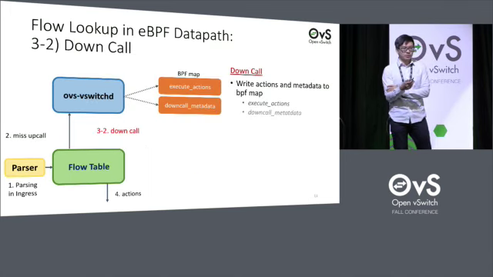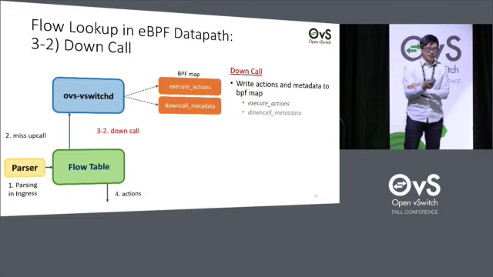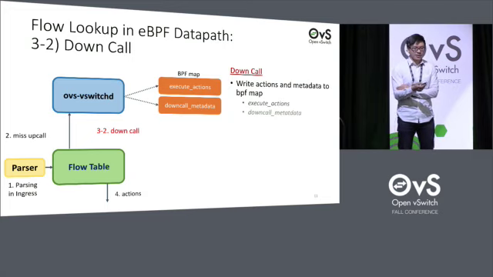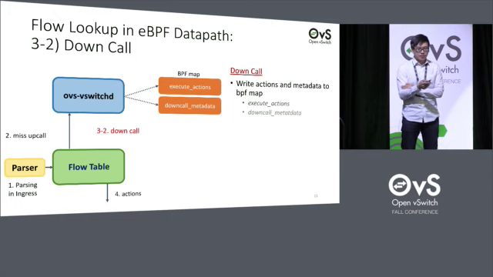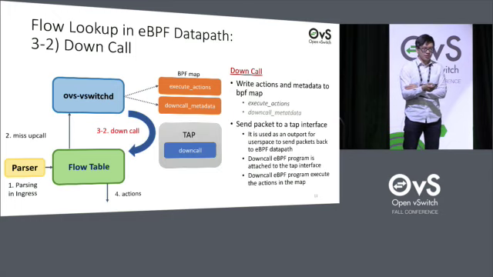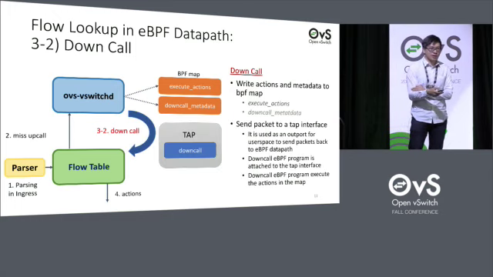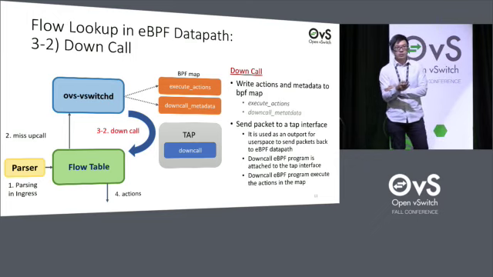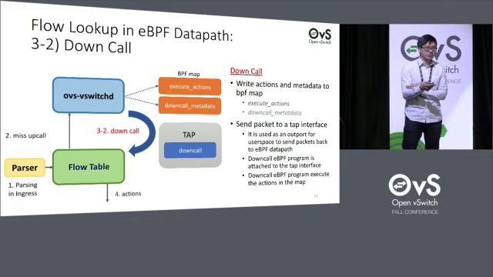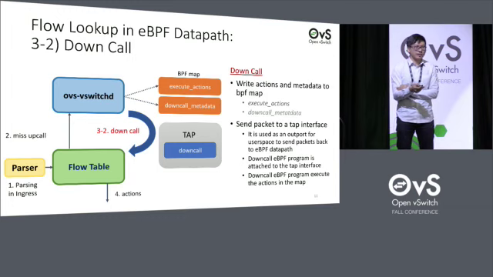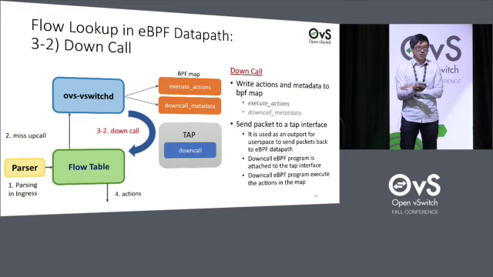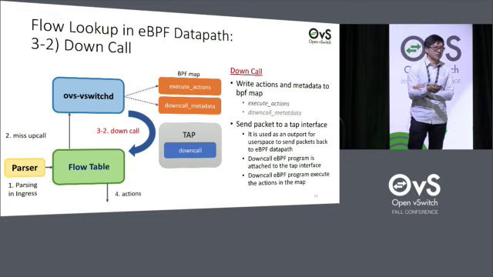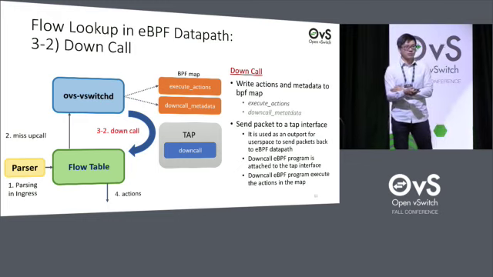Okay, then we will do a downcall. So basically, we'll write the action and also the metadata with this packet into an eBPF map, and we will insert this packet into the eBPF data path. The way we insert a packet into the eBPF data path is we create a tap device, and we attach an eBPF program to this tap device. Then we send this packet into this tap device so that the downcall eBPF program will be triggered. So that's how we put the data back into the eBPF data path.